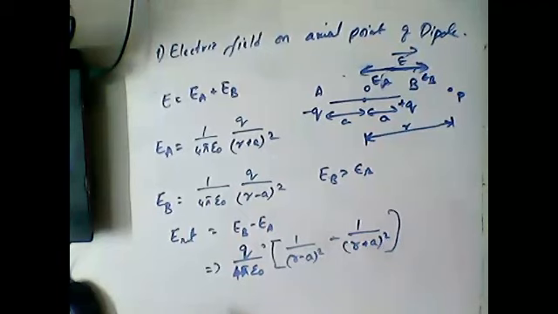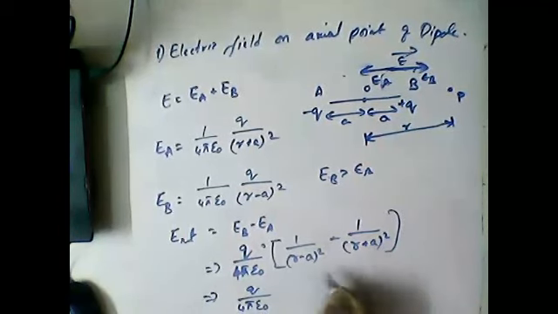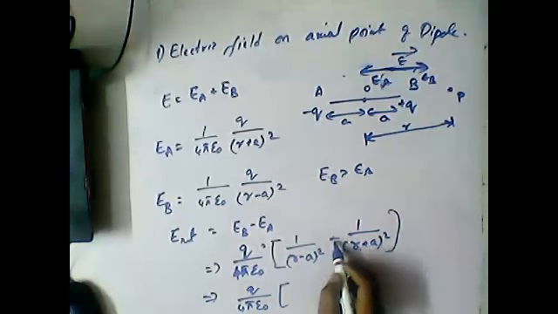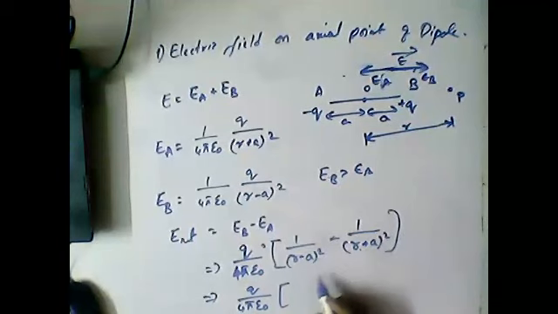Upon simplification we get q by 4 pi epsilon, and here we are getting r plus a whole square, meaning what, guys? r square plus a square plus 2ra, and here it is r square plus a square minus 2ra. So r square and a square will cancel, and ultimately the term we get is 4ra by r square minus a square whole square. Clear?